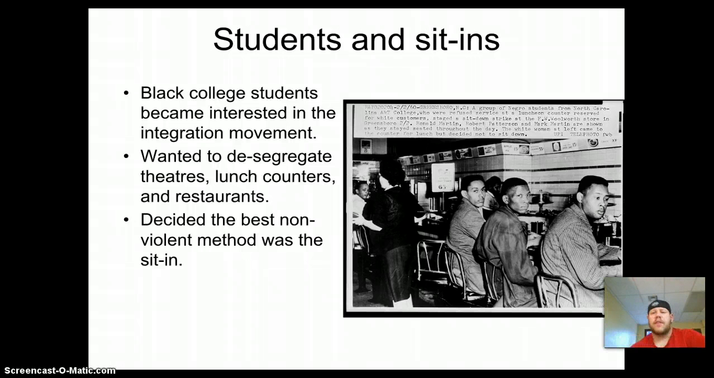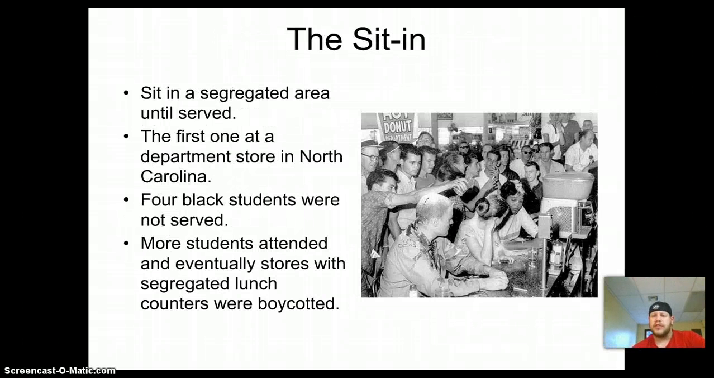They thought the best nonviolent method to fix this would be the sit-in. Basically, you get your group of people and sit in the segregated area until you are served. The first was at a department store in North Carolina, where four black students sat down and were not served. Eventually, more students started joining them.